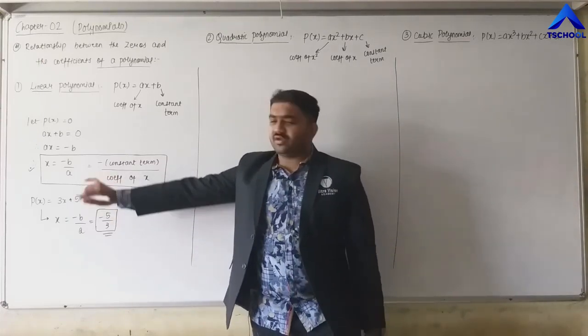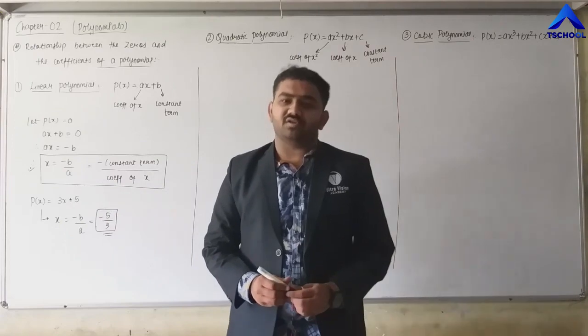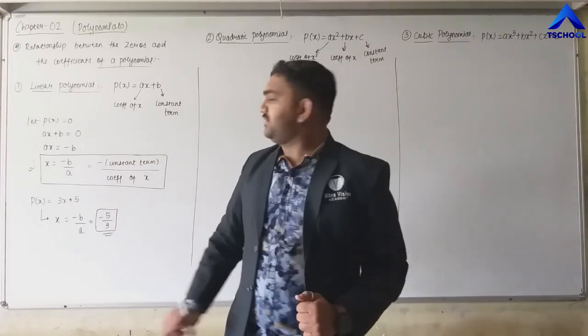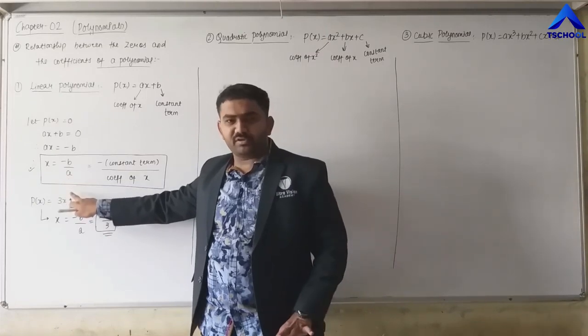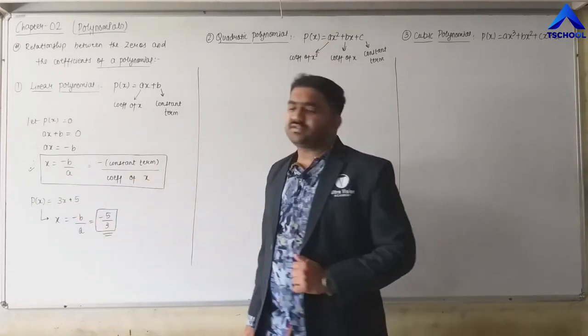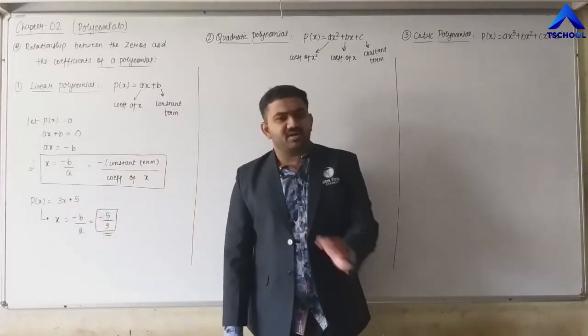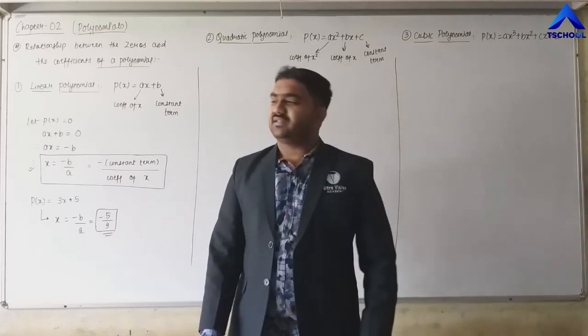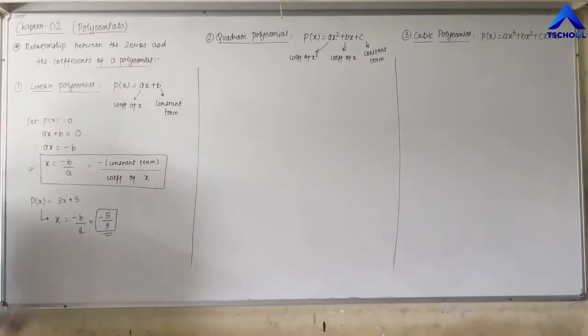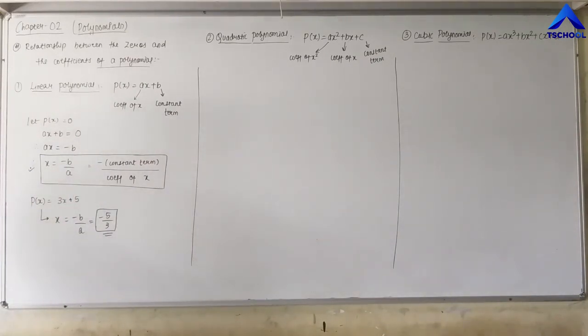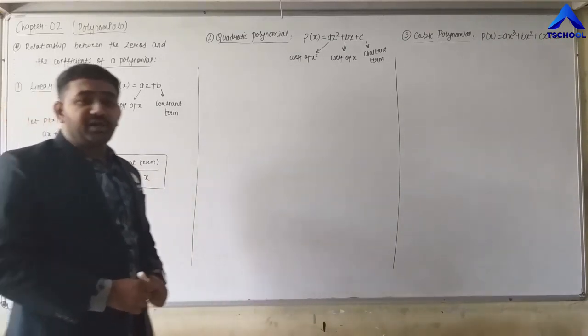So again, the relationship between the coefficient of a polynomial and the zeros is x equal to minus b upon a, that is the zero of a polynomial, and that is equal to minus of the constant term divided by the coefficient of x. That is the relationship between the zeros and the coefficient for a linear polynomial. Is it clear, everyone? Good. Now coming to the quadratic polynomial.